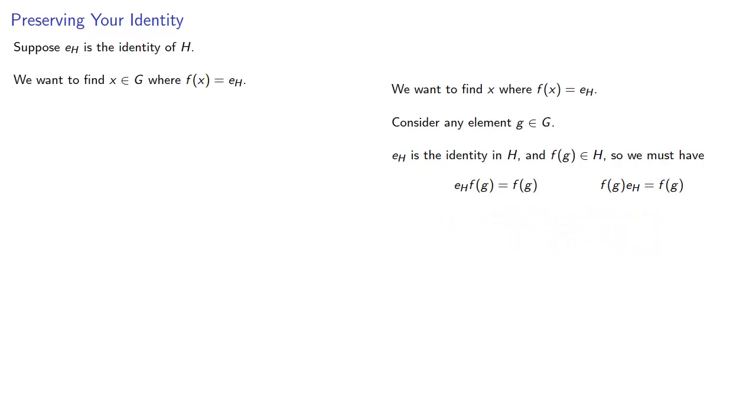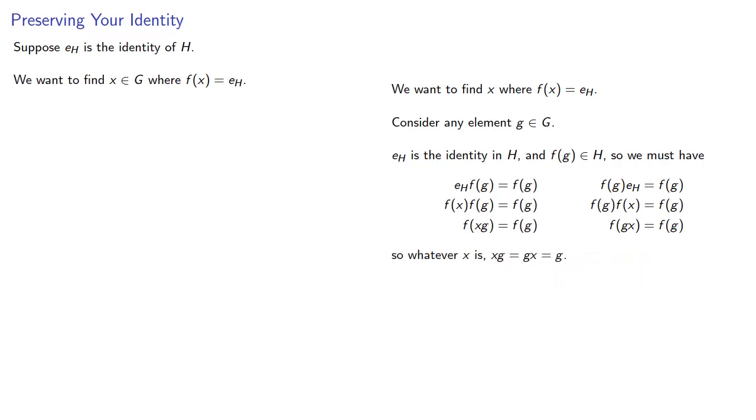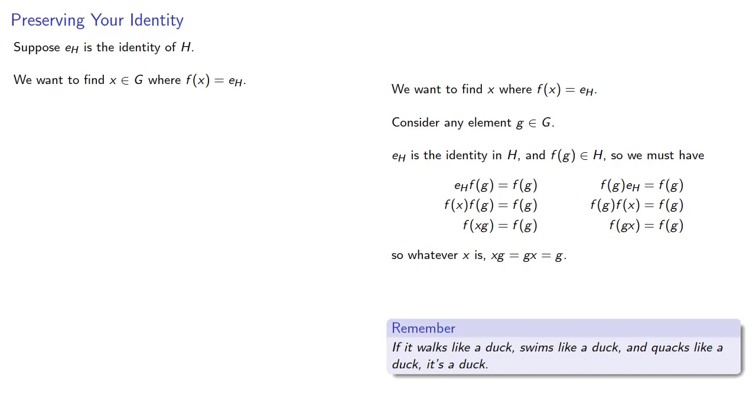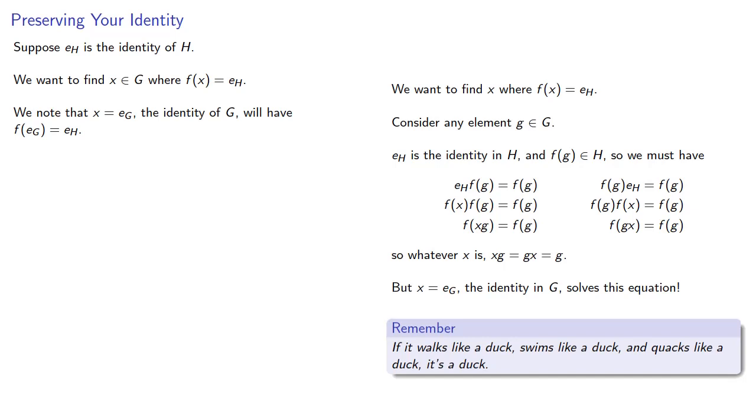Now, if e_H is the image of some element x, it's f of x, and so we can replace it. And since f is a homomorphism, we know that f of x, f of g is f of xg. Similarly, f of g, f of x, is the same as f of gx. So whatever x is, left multiplying by x and right multiplying by x has no effect on any element. So it's useful to remember, if it walks like a duck, swims like a duck, and quacks like a duck, it's a duck. And in this case, whatever x is, certainly the identity will solve this equation. And so we note that if x is the identity of G, then f applied to the identity of G will give us the identity of H.